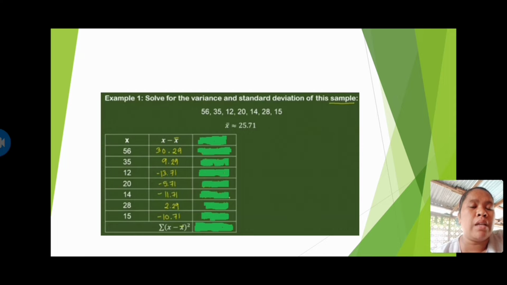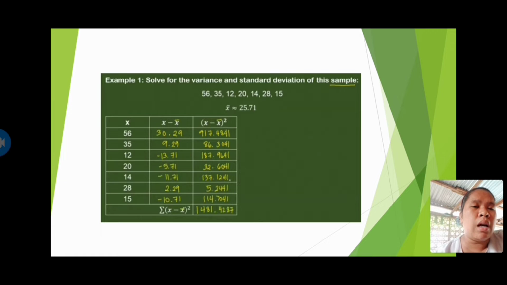So next, let's make a table for this example. We have the values of x: 56, 35, 12, 20, 14, 28, and 15. The first thing to do is to get the value of x minus x bar. So let us just subtract the mean from each value of x. The results are 30.29, next 9.29, next 12 minus 25.71 is negative 13.71, and 20 minus 25.71 is negative 5.71. So do the same until the end.